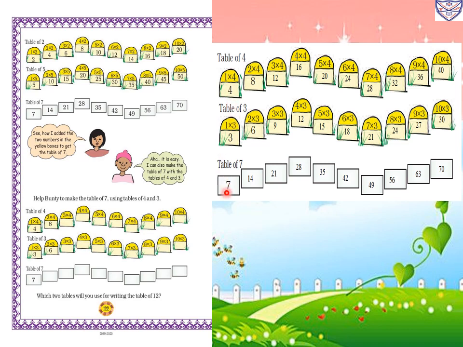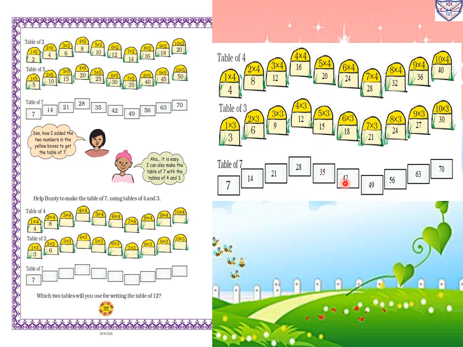So first, 7 1s are 7. We will add 4 plus 3, 7. Then 7 2s are 14. So we will add 8 plus 6, 14. Then 7 3s are 21. We will add 12 plus 9, 21. Then 7 4s are 28. We will add 16 and 12. So 28. 7 5s are 35. We will add 20 and 15. So it will give 35.